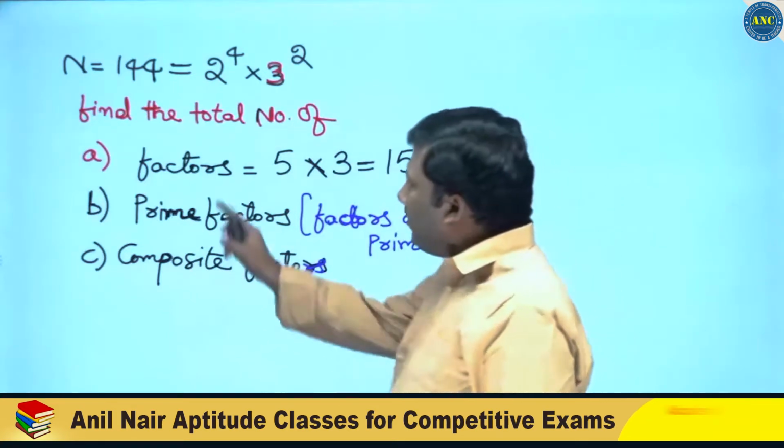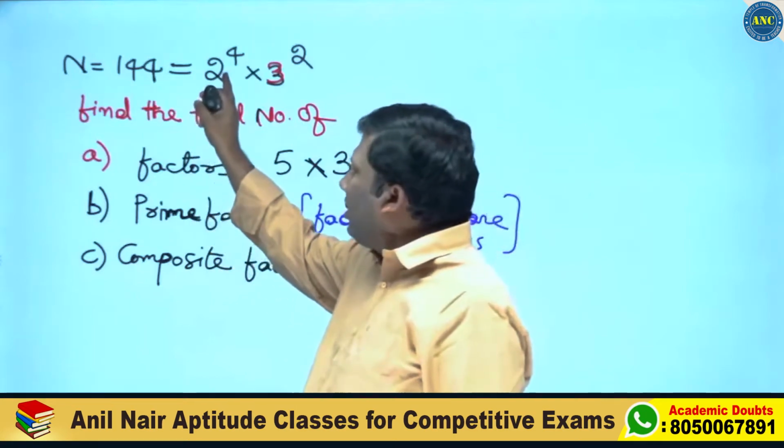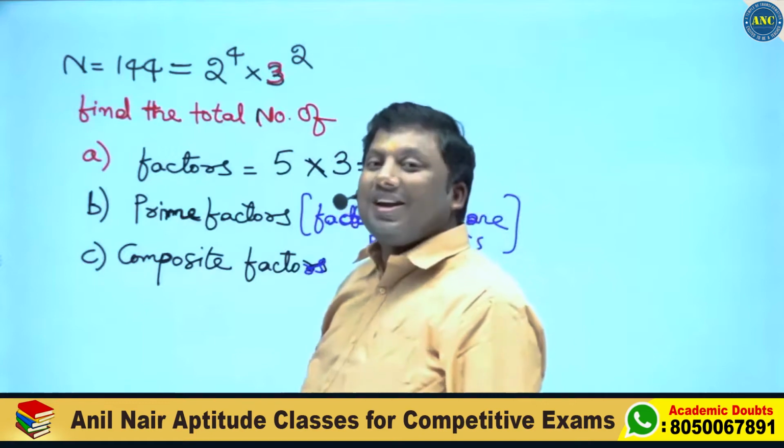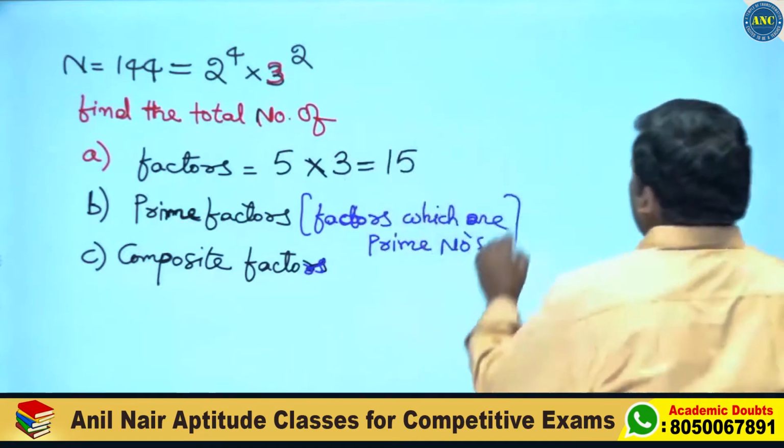What is a prime number? How many prime bases are there? 2 power 0. 2 power 0 is 1. 1 is neither prime nor composite.